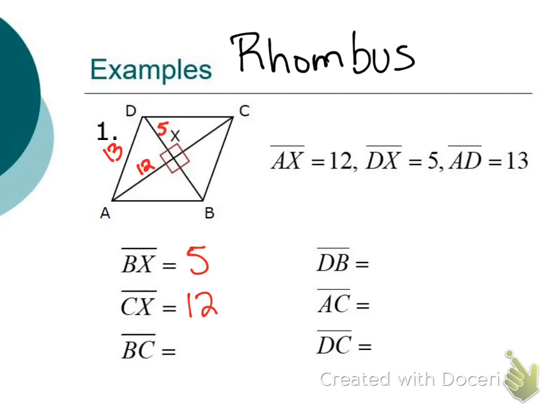All right, what about BC? Why is it 13? Because the other side is 13. Like the opposite side is 13. In a rhombus, all 4 sides have to be congruent, so any side of it is the same as the one they told us. So what does that mean for DB?